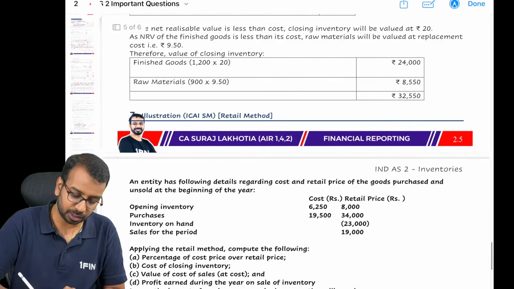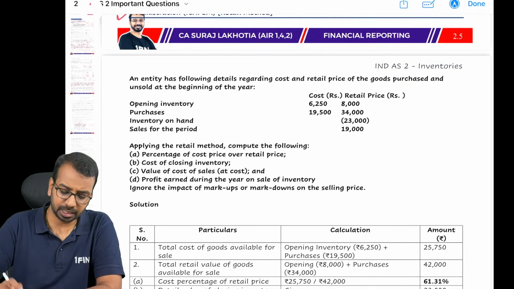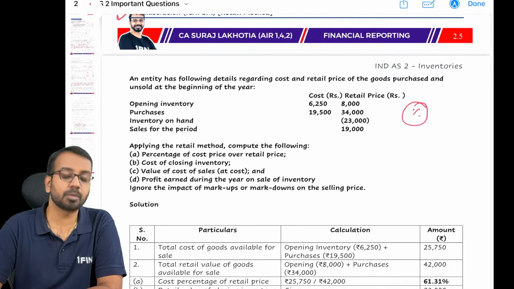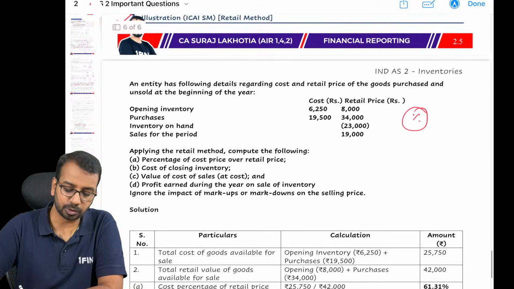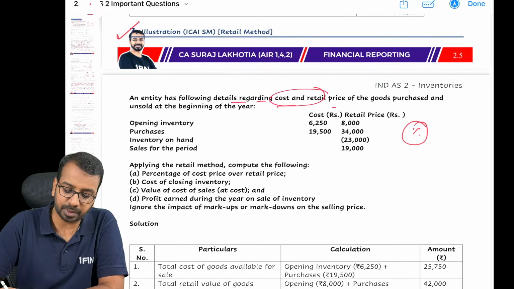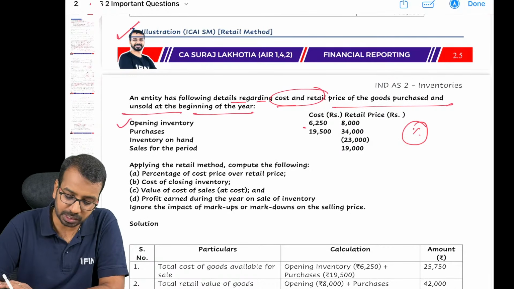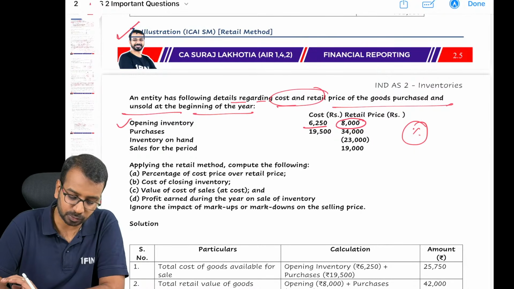This was one question which they had included once with the RTP. Here they are asking us to calculate based on the percentage method. We'll have a look at this quickly. The entity has the following details regarding cost and retail price of the goods purchased and unsold at the beginning of the year. Opening inventory cost is 6250, retail price is 8000.